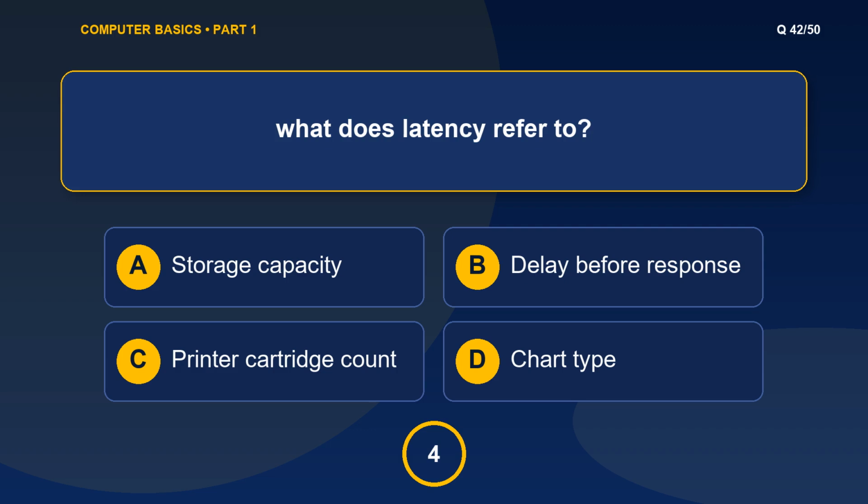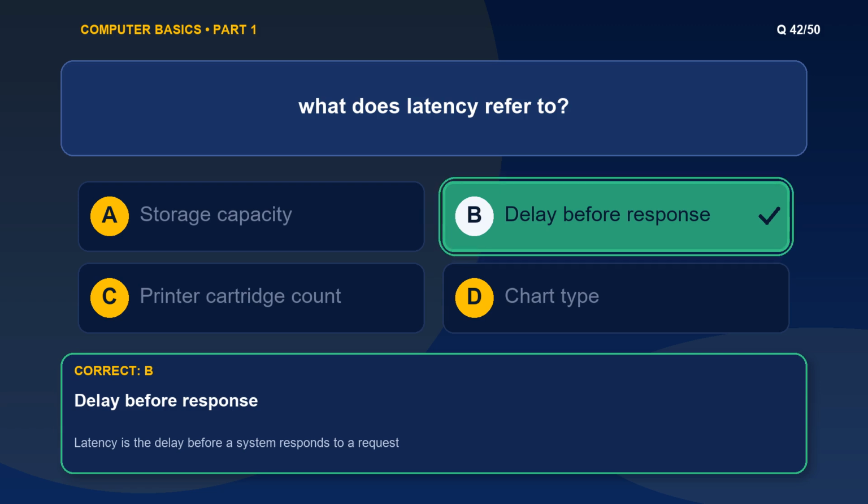What does latency refer to? Option A. Storage capacity. Option B. Delay before response. Option C. Printer cartridge count. Option D. Chart type. Latency is the delay before a system responds to a request.